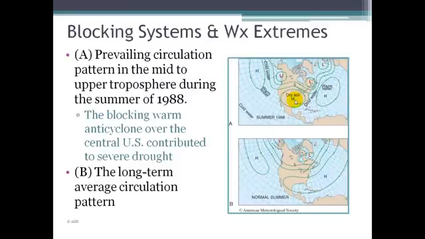Another example, well, before we jump into that, this picture down below shows a more average circulation pattern, so you can compare what was going on in the summer of 1988 to what's more average. And you see, yeah, there's high pressure, but we don't have an individual high pressure cell just camped out over the United States. We have this flow of winds in motion.